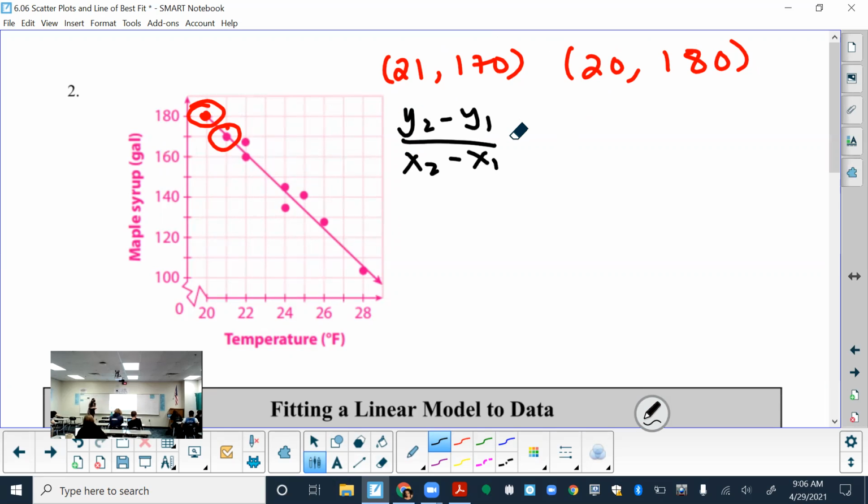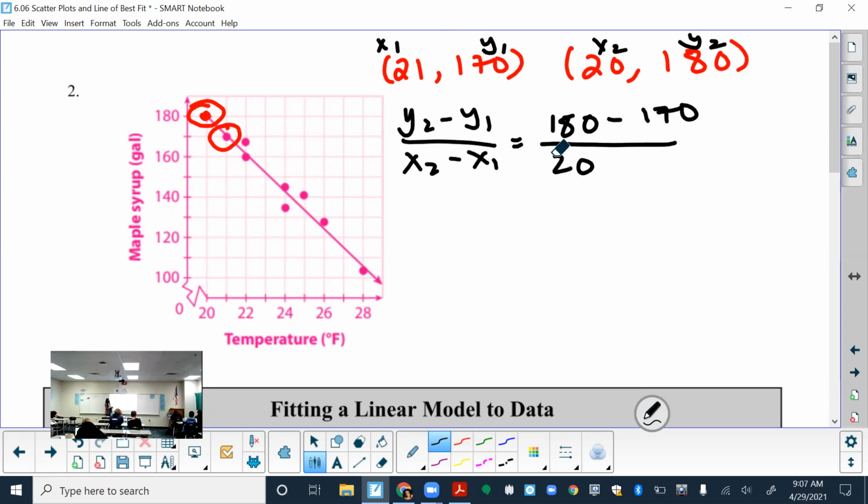Now that I picked the 2 points, what do I plug it into? Good. And just FYI, I would not give you this formula on the test. This is something that you should have engraved into you. But label one of these as x1, y1. Label the other one as x2, y2. And plug it in. So I have y2 as 180, y1 as 170, over x2, which is 20, minus x1, which is 21.